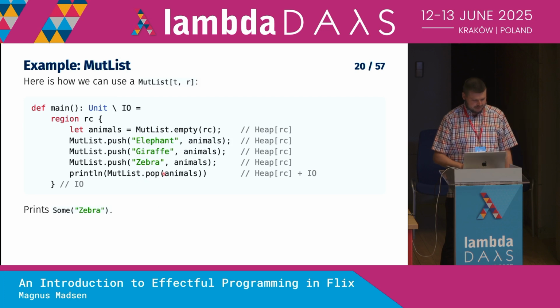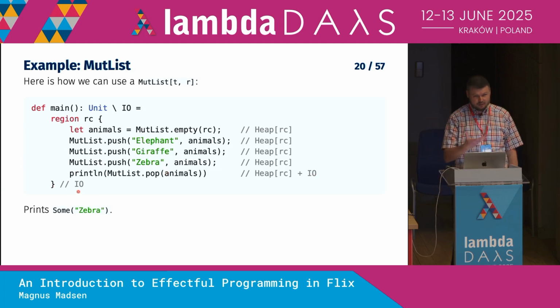And then I'm popping the last thing added to the list and printing it. All of these statements have some heap effect that's associated with RC. So inside here, for sure, we are not pure. Effects are happening and we're tracking them. At the end, we have both the heap effect and I/O, but now the scope closes, and so we're only left with the I/O effect. The I/O effect is still there because we do print, so we are not pure.